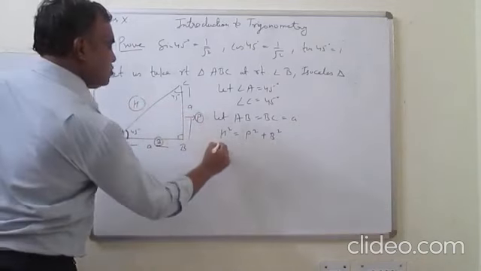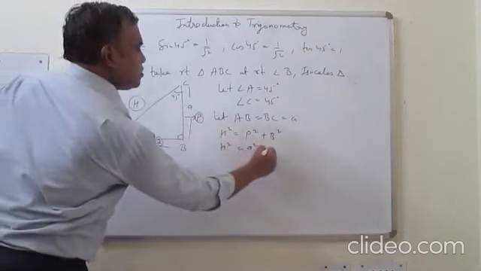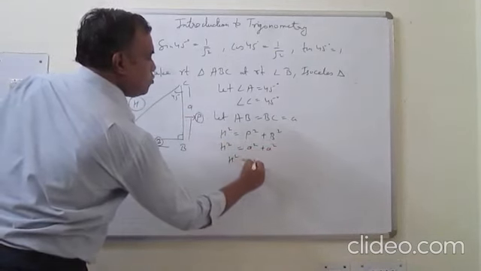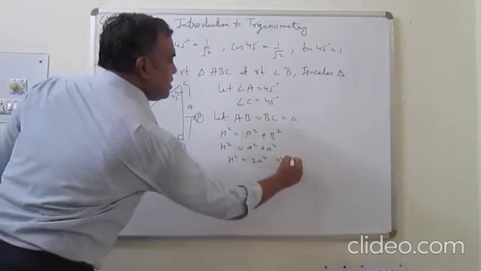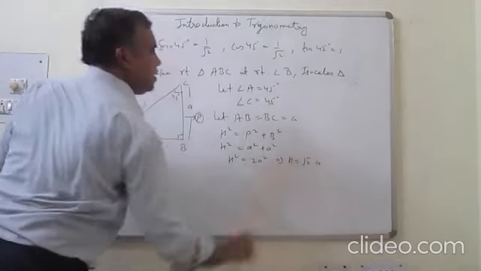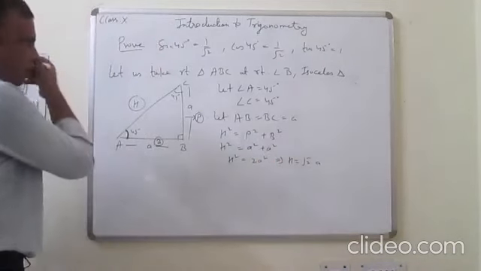Now h square is equal to a square plus a square. h square is equal to 2a square. This implies h is equal to root 2 times a. Now what is the formula of sine A?